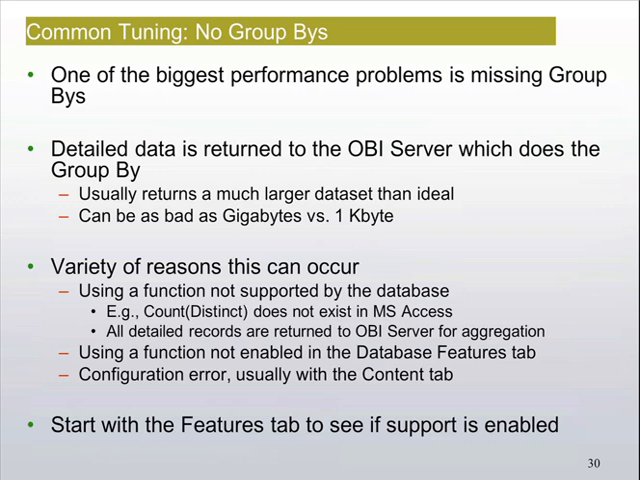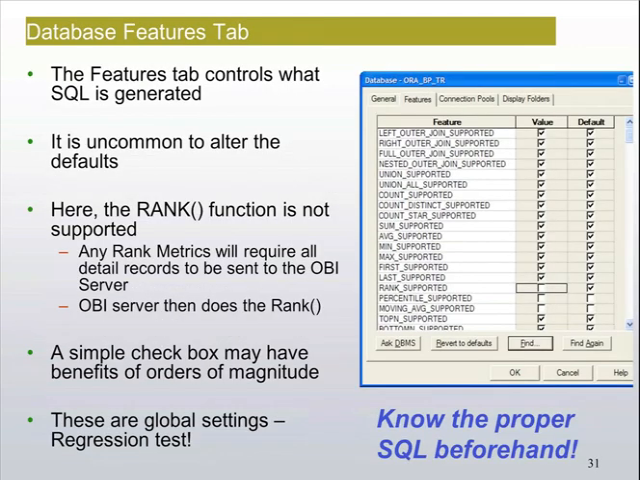So one of the things I would recommend, if your group bys aren't what you expect them to be, is to confirm your Content tab and then take a look at your Features tab. The Features tab is on the physical layer and it's set up on a single database at a time, and it controls the capabilities that OBI thinks the database has. So go ahead and make sure that your features are accurate. Commonly, you don't need to do this very much, but once in a while you may have to. Sometimes it may be incorrect. Just make sure that these are correct and they're generating the right SQL that you want it to see.